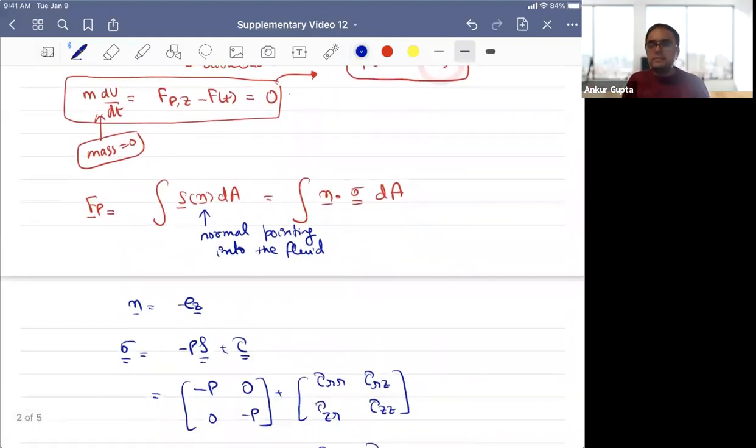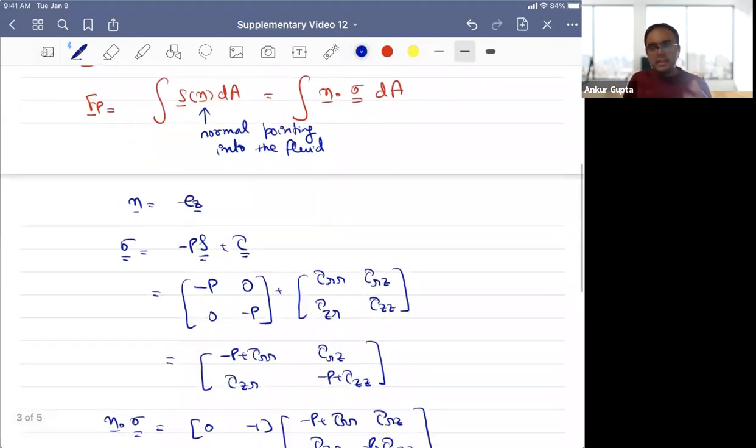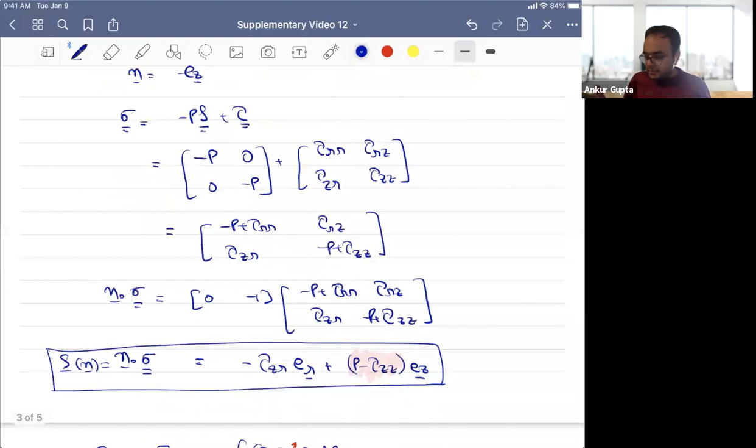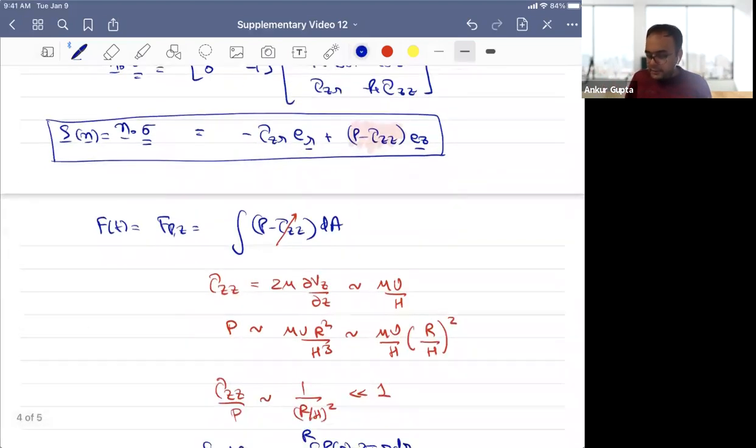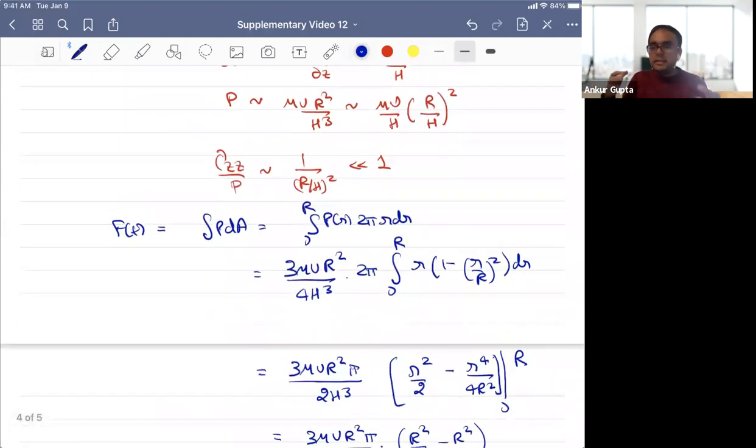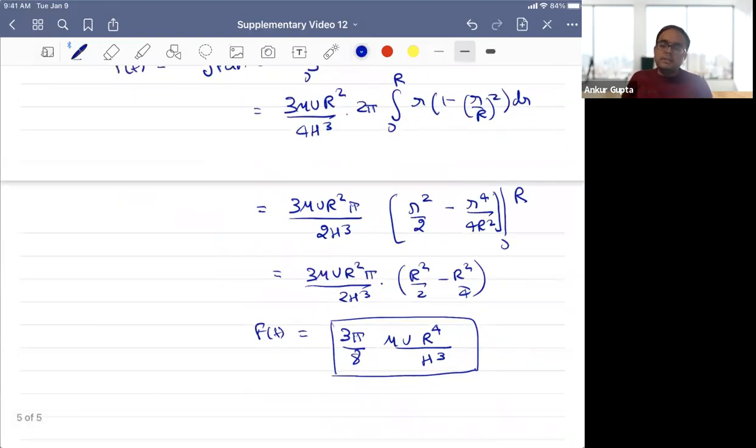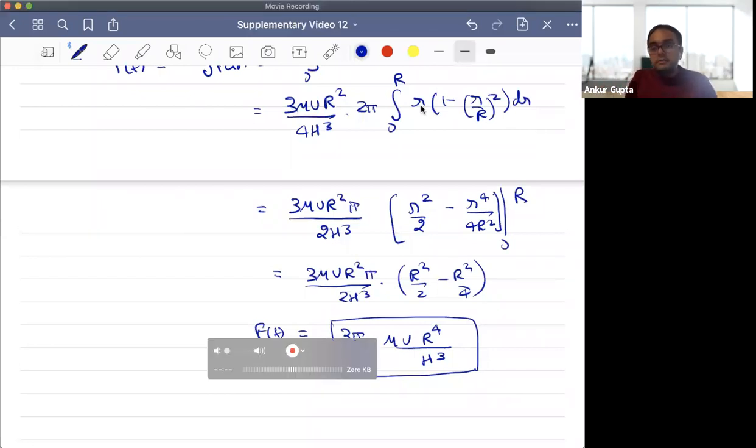To calculate Fp of z, first we calculate F of P, and for that it is n dot sigma dA. We calculated n dot sigma, which comes out to be tau zr and P minus tau zz. But we are only interested in the zth component because we want to calculate Fp of z. We took the zth component and integrated it. But because tau zz is much smaller than P, based on order of magnitude analysis, you can simply integrate the pressure. When you integrate the pressure, you get the result I've written. You can see that this is very similar to what you get from scaling analysis: mu u R to the 4 by h cube.